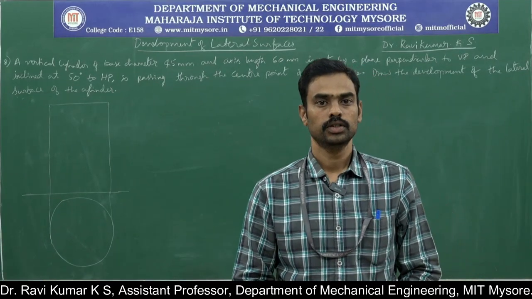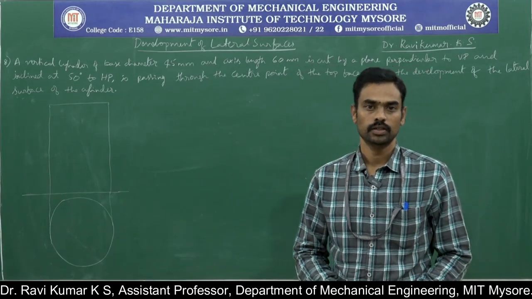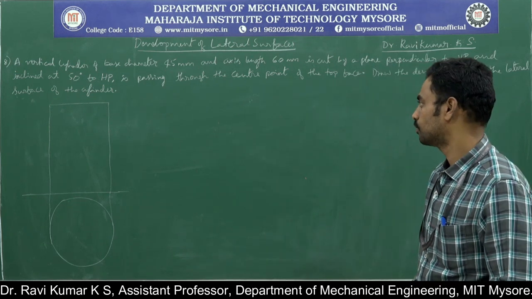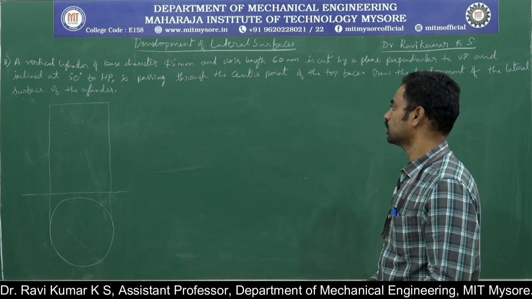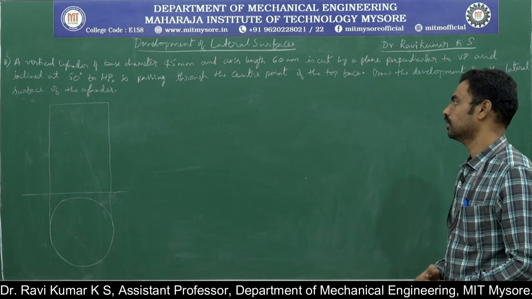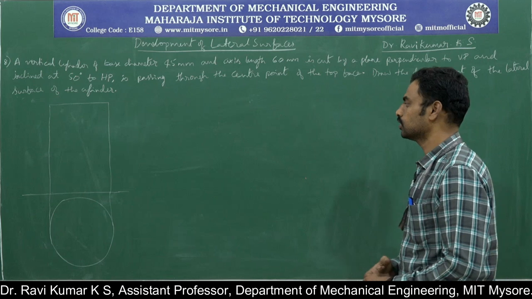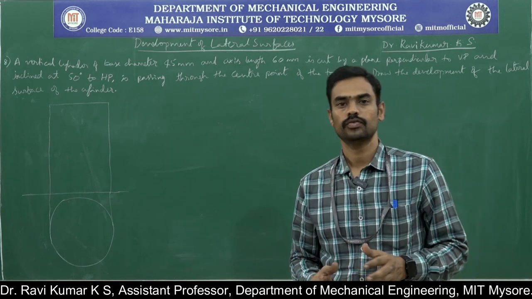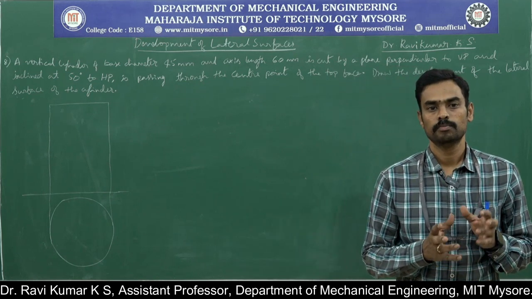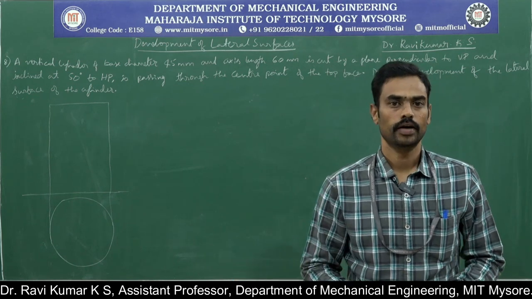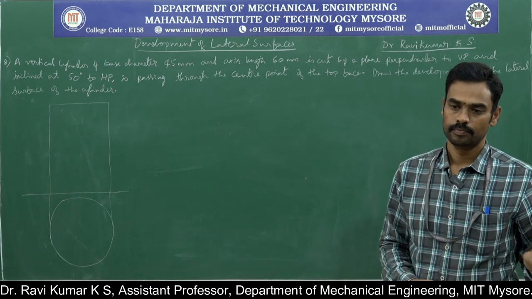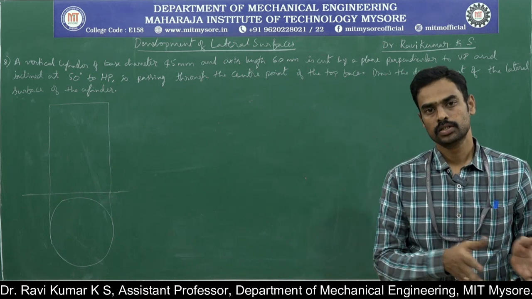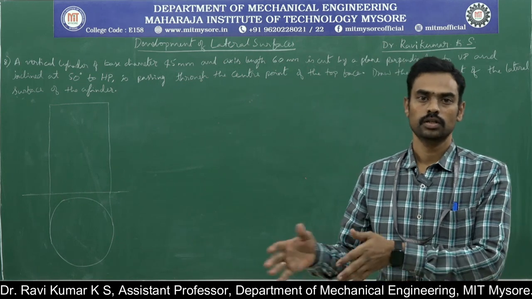Hello everyone. So we'll continue with the problems on development of lateral surfaces. We'll take up problem number 8. So the problem number 8 is on cylinder. Cylinder comes to the prism section, therefore you need to follow the parallel line method to draw the development of a cylinder. Prisms and cylinder, parallel line method; pyramids and cone, radial line method.